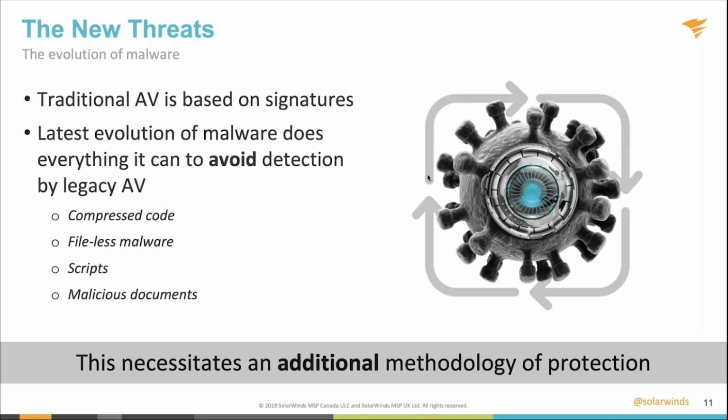So these new threats, what makes them new? How have they evolved? Traditional AV, like we've talked about, is based on signatures. The latest evolution of malware does everything it can to avoid detection by signature. So again, we're talking about compressed code and fileless malware, and then two that we didn't talk about already are scripts and malicious documents. The new pieces of malware love to hide within those, or be downloaded by a script within one of those scripts or documents, so that they can, again, attack through that vector. And this obviously necessitates an additional methodology of protecting your endpoints.